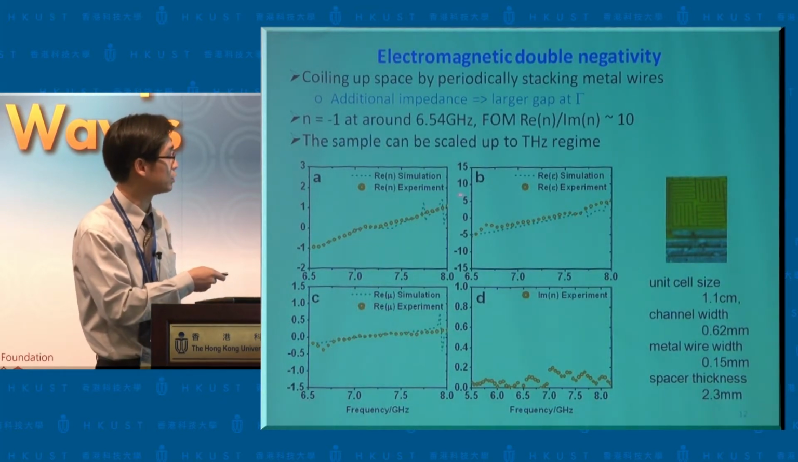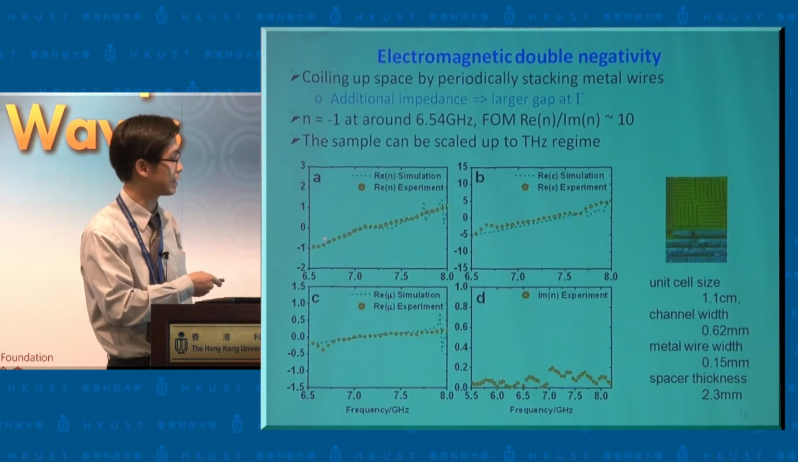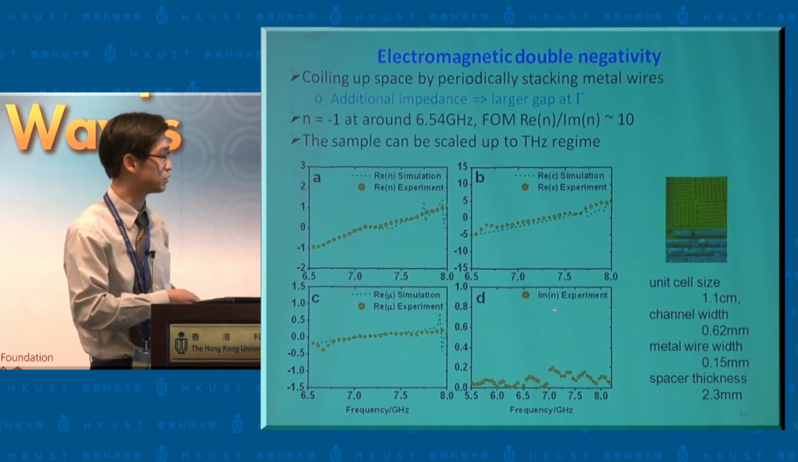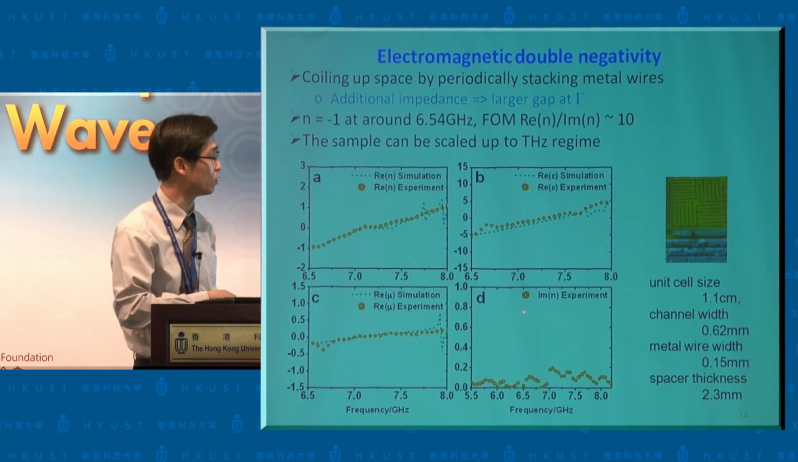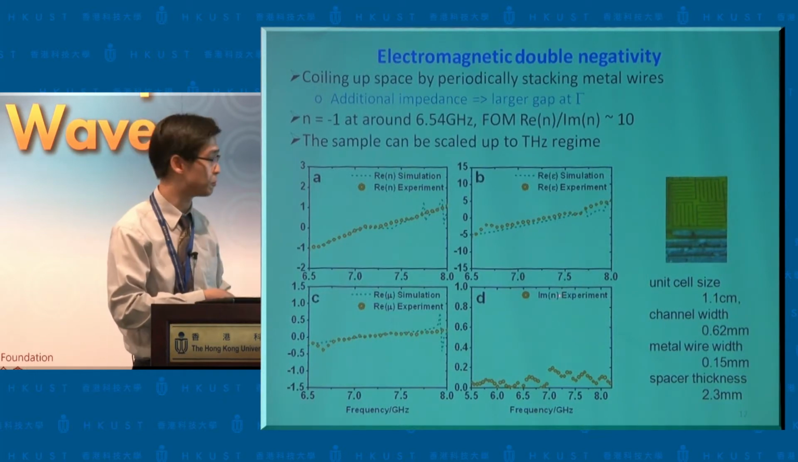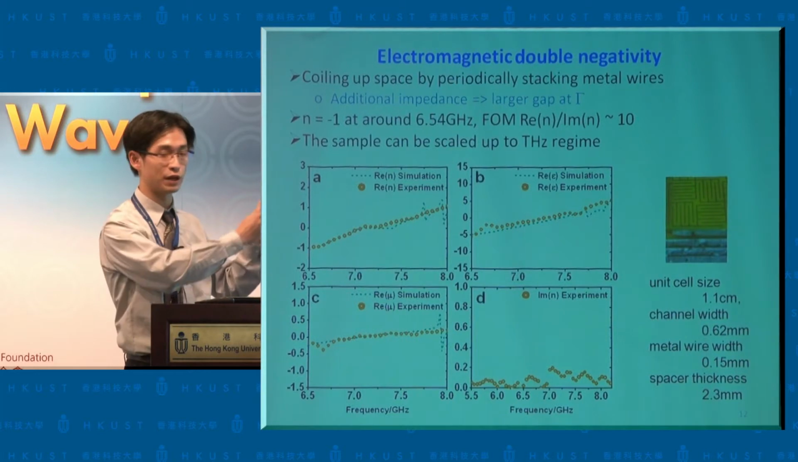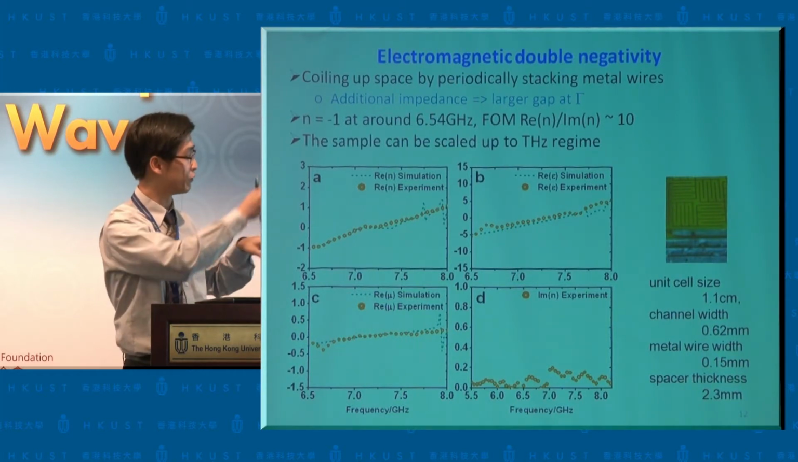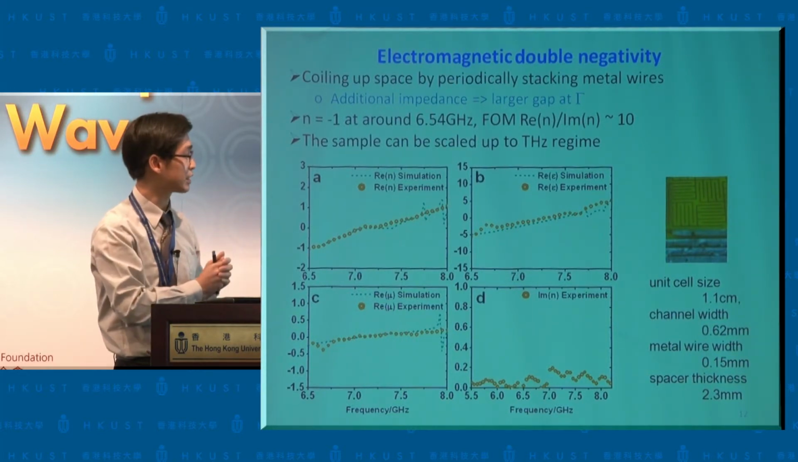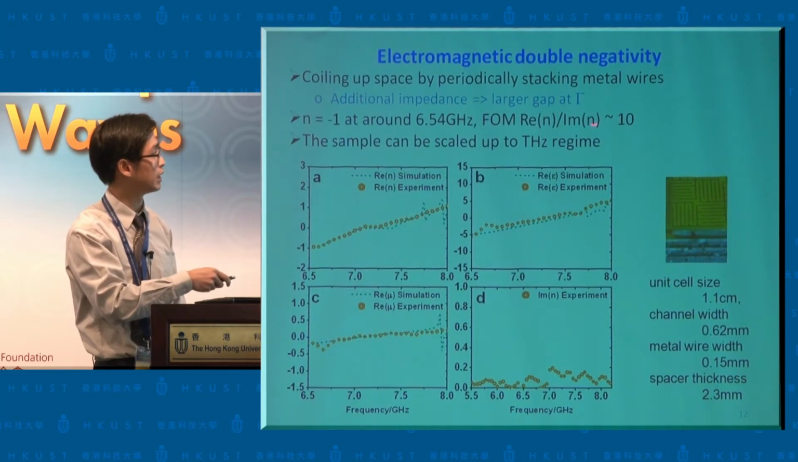So in this case, I show you again the index, epsilon and mu here. In this regime, we have the negative index corresponding to double negativity. The loss here, in principle, can be very low, because in microwave it's nearly a perfect metal. But in experiments, because we are doing the experiment by using two horns in open space with the sample in between, we have additional scattering loss. So that's the reason why we have some loss here. And we obtain a figure of merit around 10 in this case.